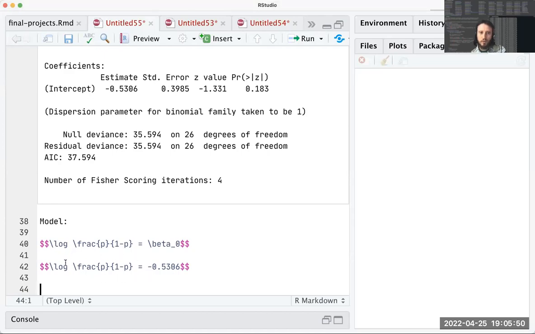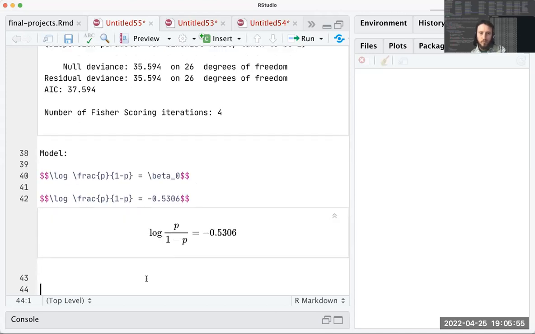So how to reconstruct p from this equation? Actually, we discussed it in the lectures, so I just want you to apply the formula that we discussed there. Any ideas? It's e to the power of minus 0.5306 divided by 1 plus e to the same power. Yes, in fact, if we just transform this.